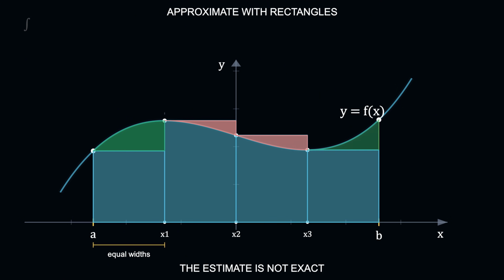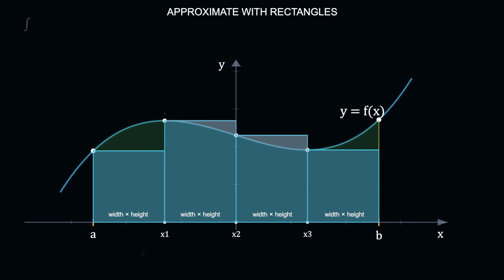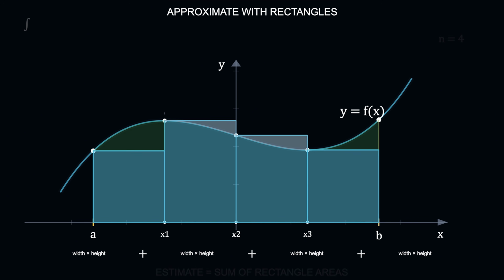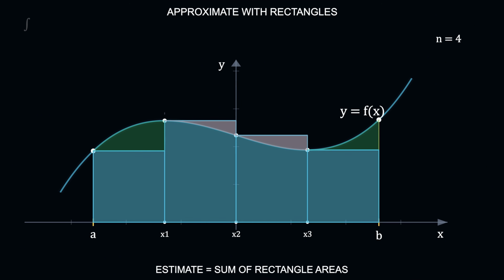But it is clearly not perfect. Some rectangles remain below the curve and miss part of the region. Others extend above it and include too much. The approximation depends on how wide the rectangles are.